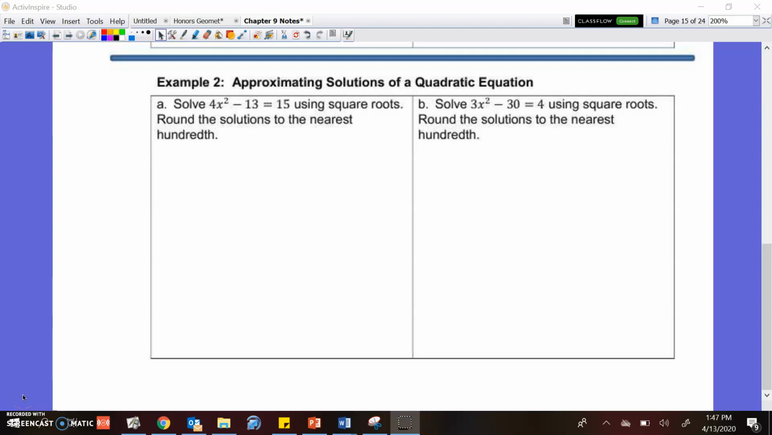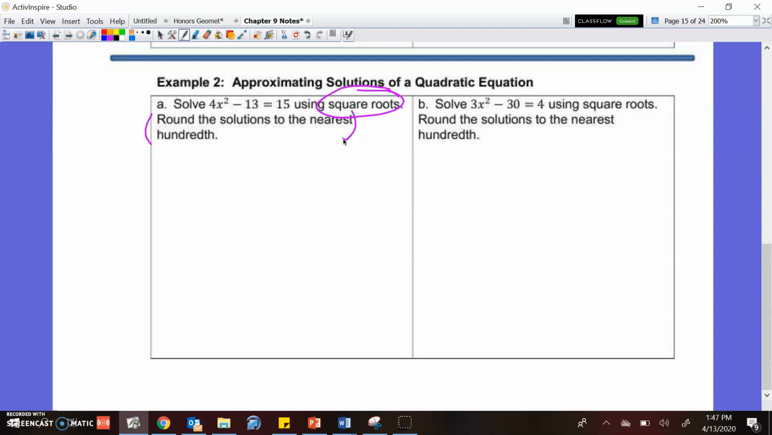All right, everyone, let's continue with lesson 9.3. So example 2 leads us into approximating solutions of a quadratic equation. So here's what that's going to mean. First of all, the beginning looks the same. Solve this equation using square roots. So again, we said that using square roots is synonymous with isolating the variable. That's what we can think of. And then here, this is new. Round the solutions to the nearest hundredth.